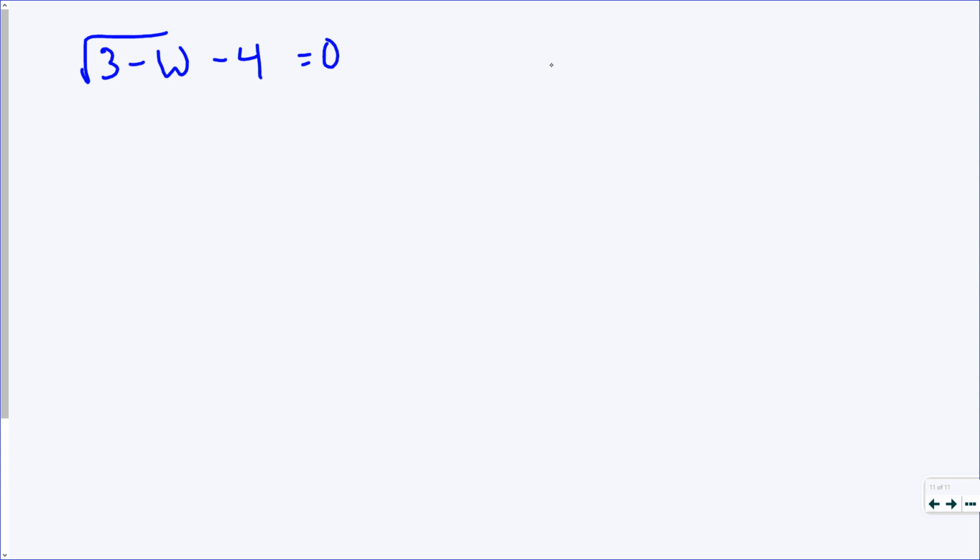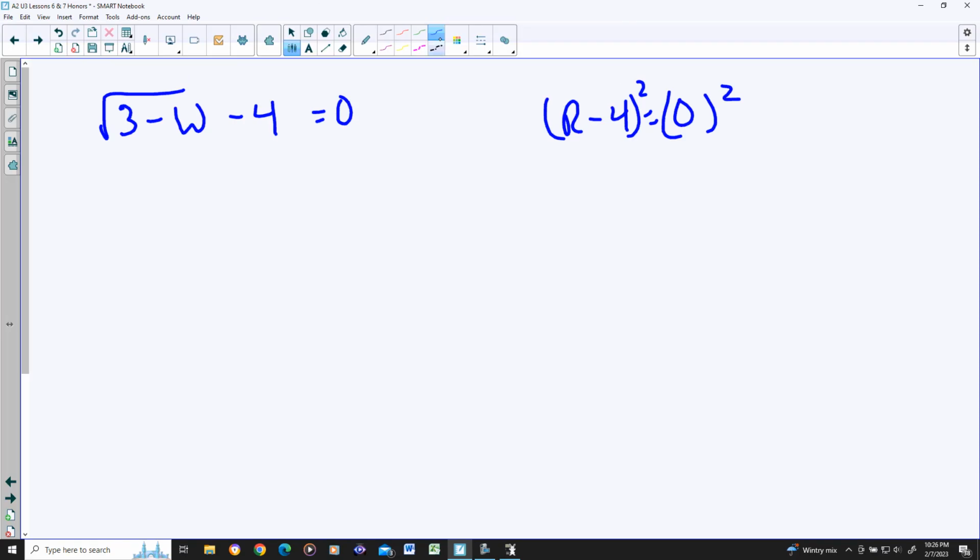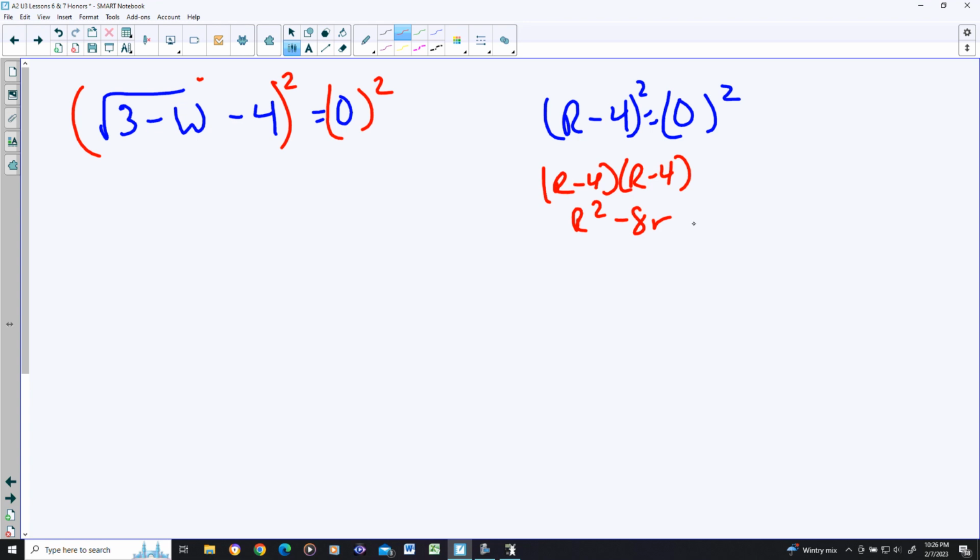Like we said before, if we replace that with an r, we get r minus 4 equals 0. We're going to square both sides. I'm going to take this out of full screen so I can mess around with the colors. So what happens when I multiply this out? I get r minus 4 times r minus 4. I get r squared minus 4r minus 4r, so minus 8r plus 16. And 0 squared is 0.